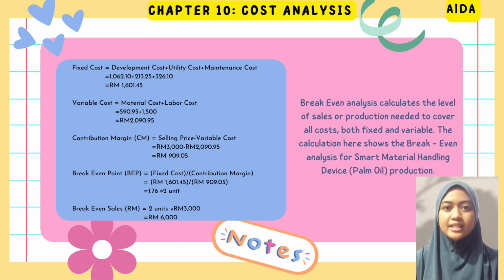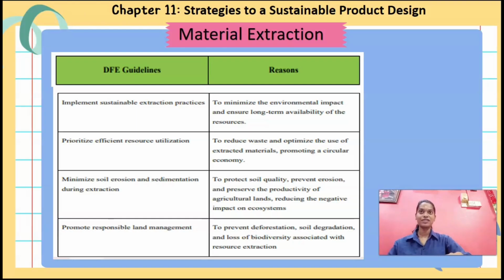So here is the break-even analysis for our project. Break-even analysis calculates the level of sales or production needed to cover all costs, both fixed and variable. So based on calculation, the break-even sales is 6,000 ringgit with 2 units of product needed to cover all the costs.